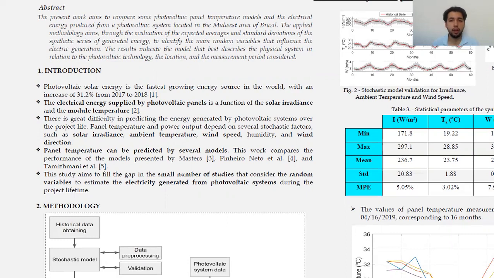This work compares the performance of the models presented by Masters, Neto, and Talismani from a stochastic perspective. This study aims to fill the gap in the small number of studies that consider the random variables to estimate the electricity generated from photovoltaic systems during the project lifetime.